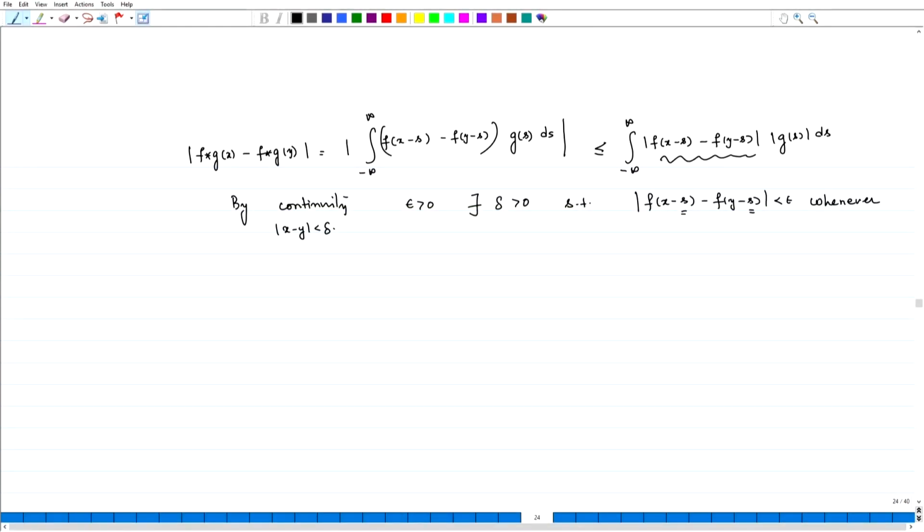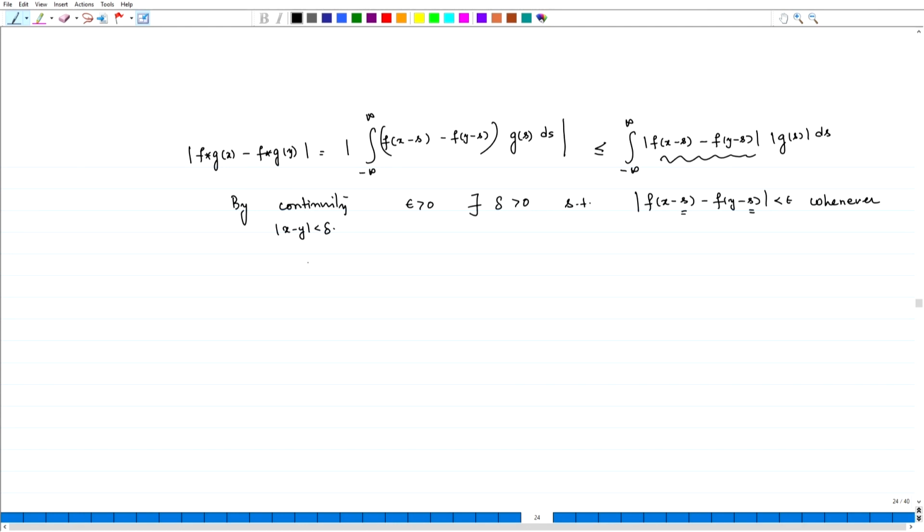So, if instead we have the uniform continuity, then definitely we could pull out the smallness of the difference outside the integral, and then we will be left with the integral from minus infinity to infinity of mod of g s ds. So, this says that what we need is the uniform continuity.